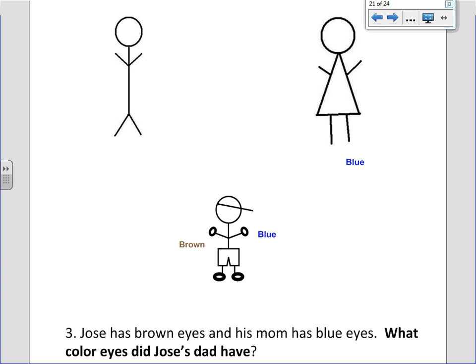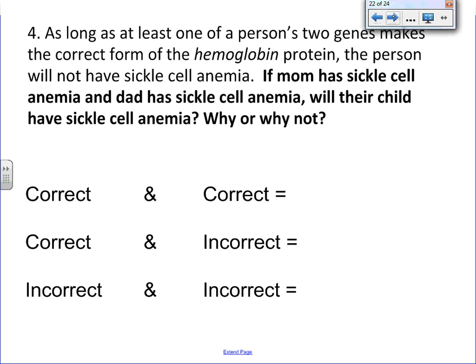Now, in order for Jose to have brown eyes, he has to have a brown-eyed gene from somewhere. The only place this could have come from was dad. Now, since one of dad's genes was brown, we know that his eye color has to be brown, because we don't need to know what the other one is because brown is the dominant trait. All right, so in this case, Jose's dad had brown eyes. Now, that one was a little bit tricky. Let's see if we can move on to question number 4.